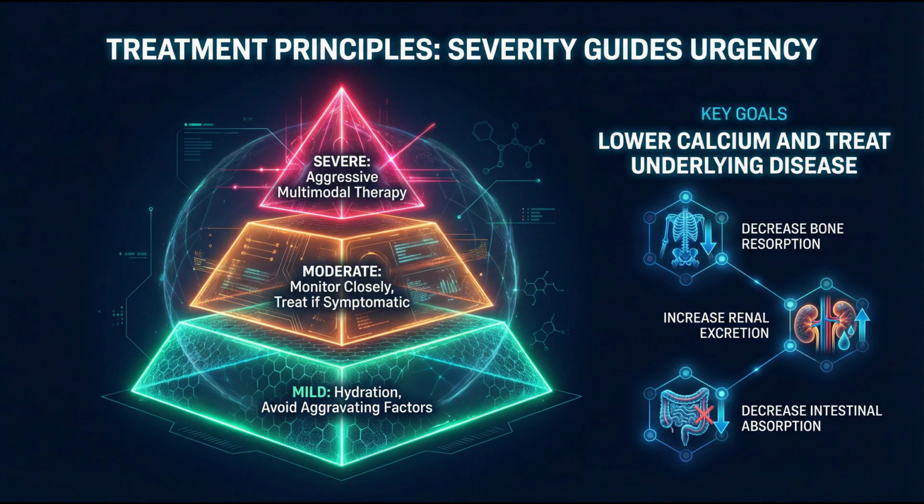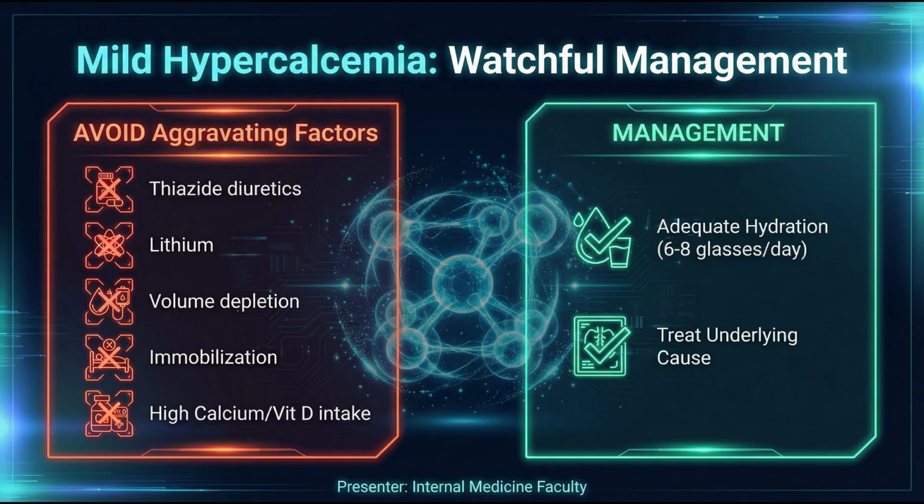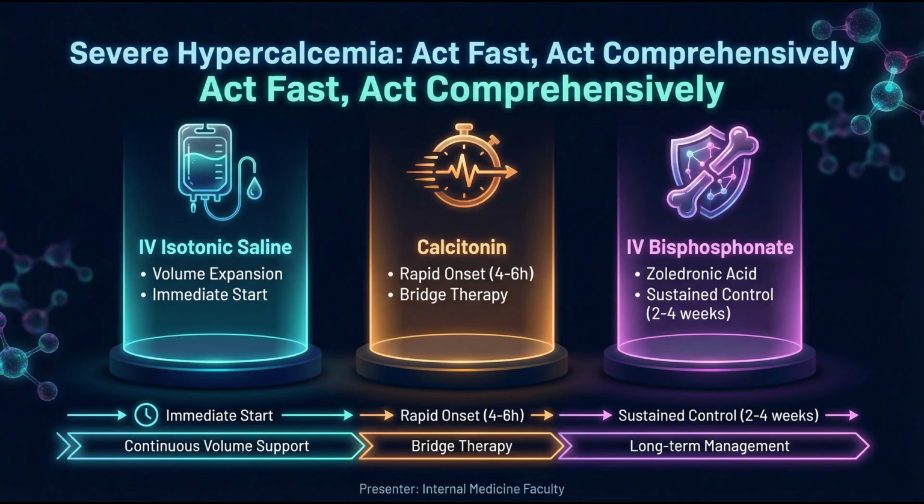Let's discuss each scenario. For mild hypercalcemia, the approach is conservative. Ensure adequate hydration with oral fluids. Avoid aggravating factors. Discontinue thiazides, limit calcium and vitamin D supplements, and avoid immobilization. Treat the underlying cause. For primary hyperparathyroidism, surgical referral may be indicated based on established criteria. Monitor calcium levels regularly. Severe hypercalcemia requires aggressive treatment.